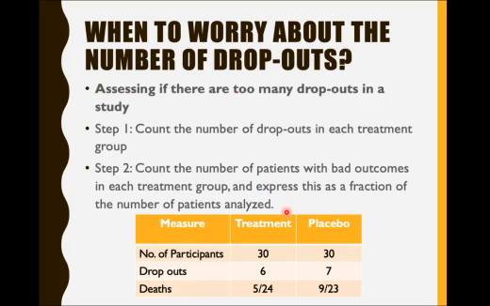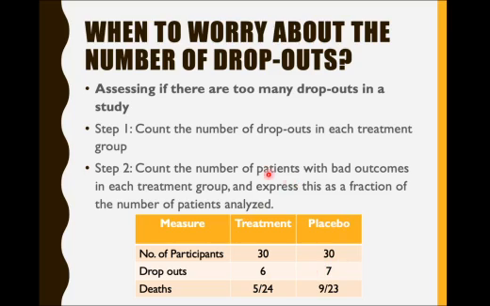Now, this is the first step. Count the number of dropouts in the treatment group. And the second step is count the number of patients with bad outcomes in each treatment group, and then express this as a fraction of the number of patients analyzed. So this is the first step. Count the number of dropouts in each treatment group. So in the treatment group, the experimental, we have 6 dropouts, and then we have 7 dropouts in the placebo group.